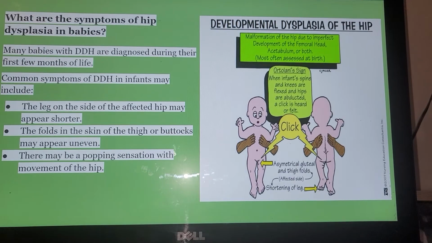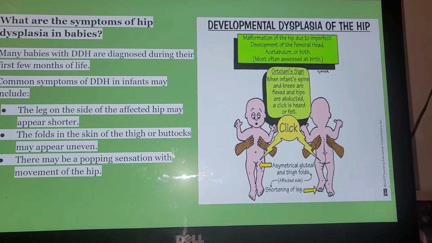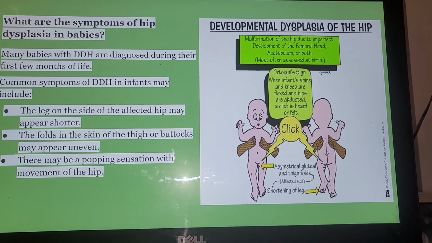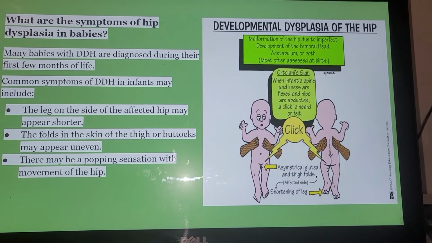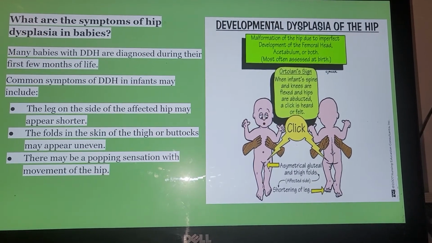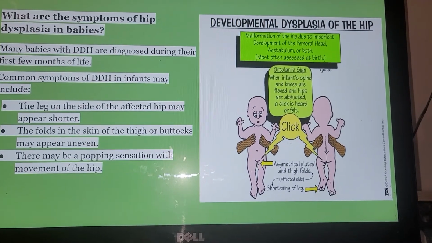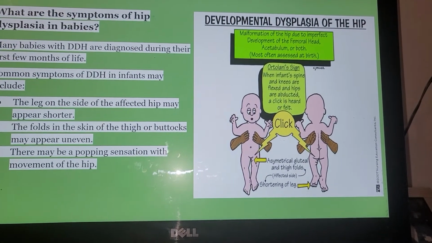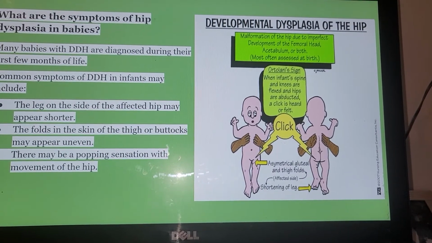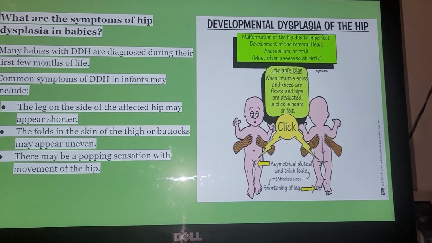And then I've also included here a mnemonic, which is for the developmental signs and symptoms. So, malformation of the hip due to imperfect development of the femoral head. They do the Ortolani sign when the infant's hips and knees are flexed and the hips are abducted, and a click is heard or felt. So there it shows how that procedure is done. Asymmetrical gluteal and thigh folds, and then it shows the affected side, which is a shortened leg.